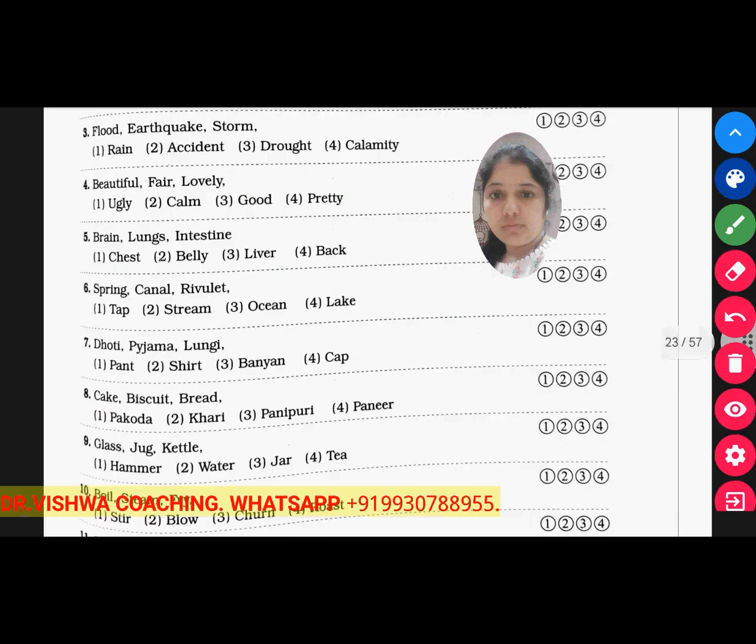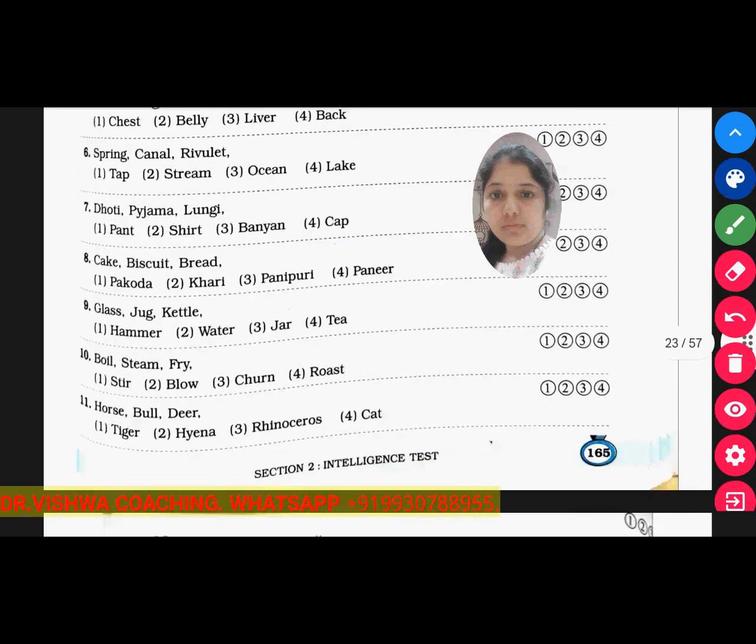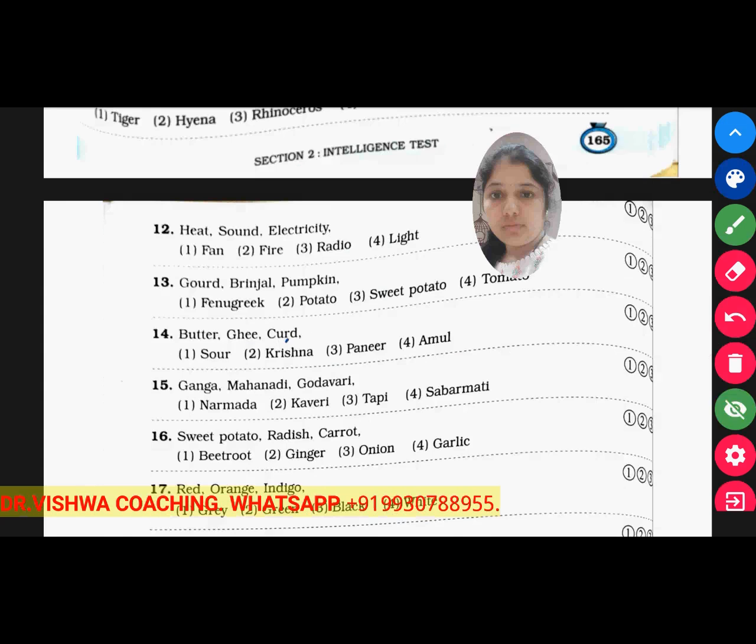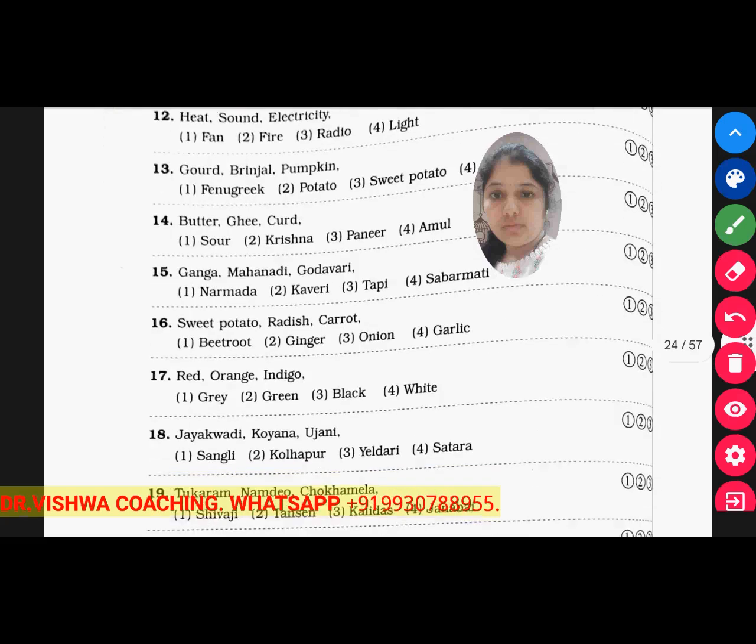Now see, here are the names of body organs: brain, lung, intestine. Out of chest, belly, liver, back, which is the internal organ? So liver is the internal organ, so it corresponds to that group. Some I left for you, I will take the next. Now butter, ghee, curd, and the options are sour, Krishna, paneer, Amul. Butter, ghee, curd are all milk products. So which is the milk product here? Paneer is similar to that group.